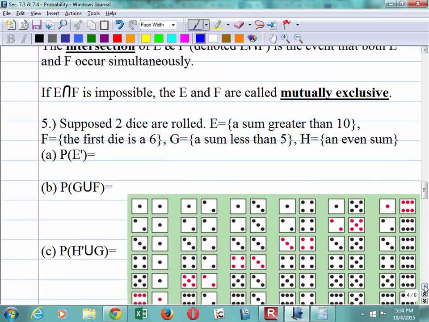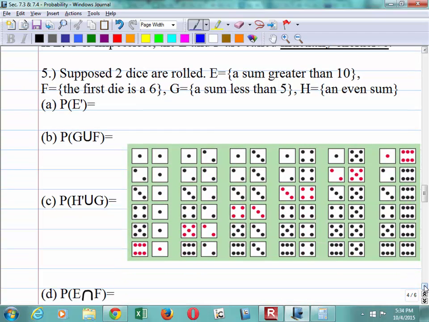Alright, so suppose 2 dice are rolled. E is the event of getting a sum greater than 10. F is the event that the first die is a 6. G is the event of getting a sum less than 5. H is the event of getting an even sum. So what is the probability of E prime? Alright, so that means you would be getting a sum less than or equal to 10.